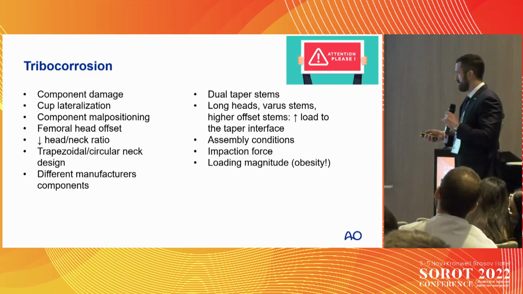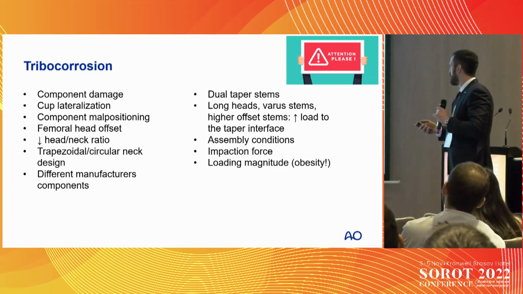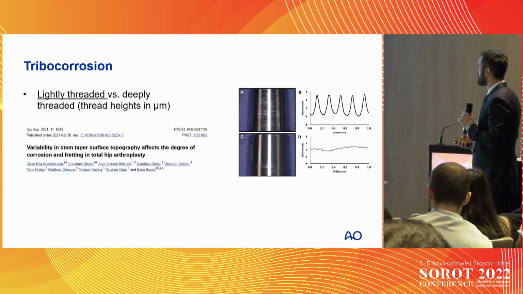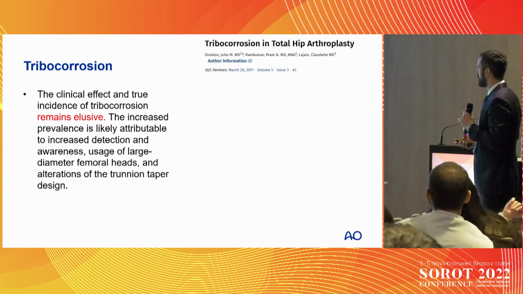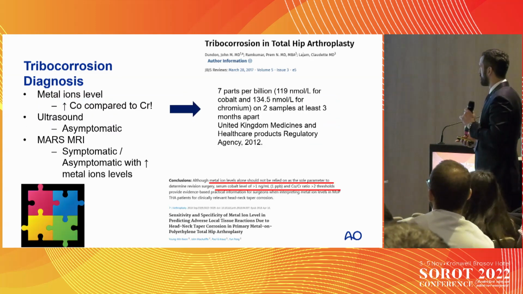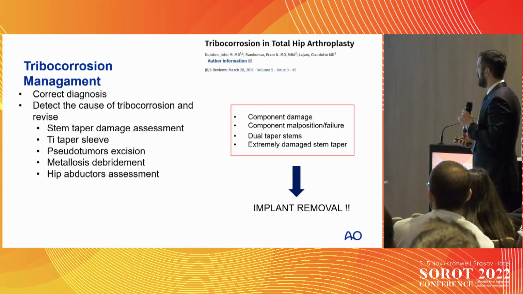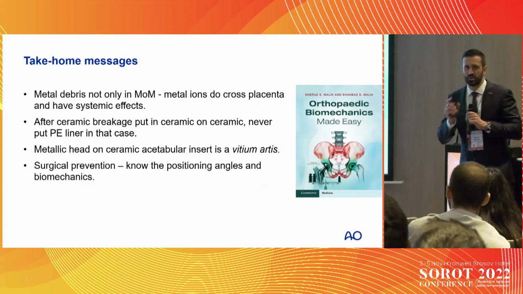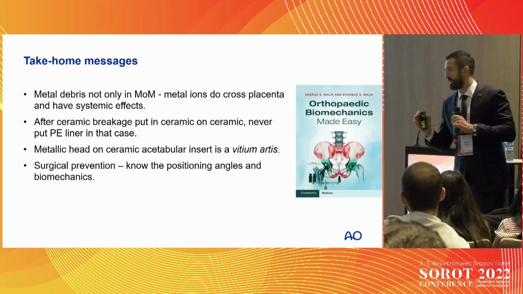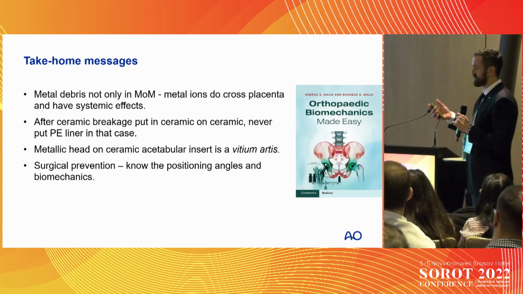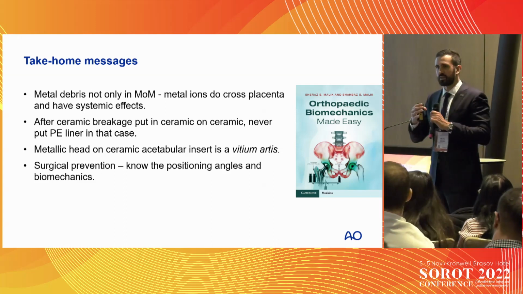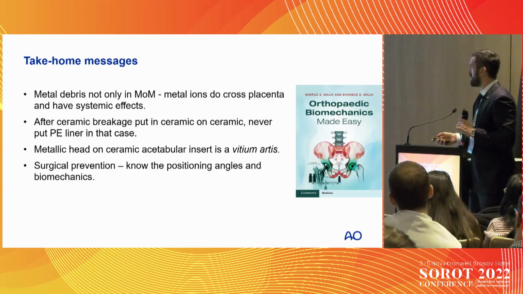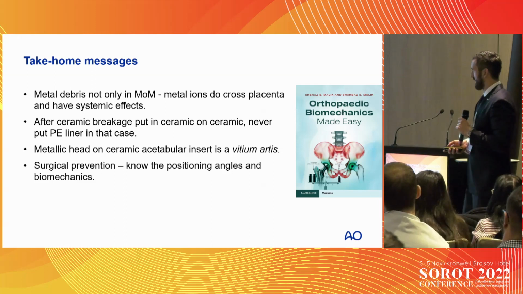Different risk factors for the tribocorrosion of the hip, and I would really quickly go to the take-home messages. Metal debris does not happen only on metal bearing surfaces. Metal ions do cross the placenta and can be released by tribocorrosion on the head and taper junction. That can have systemic effects.